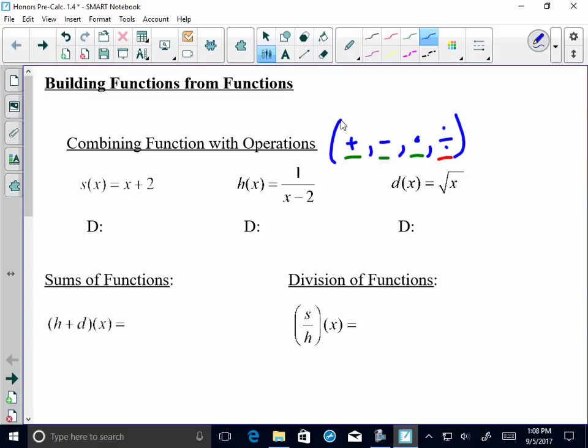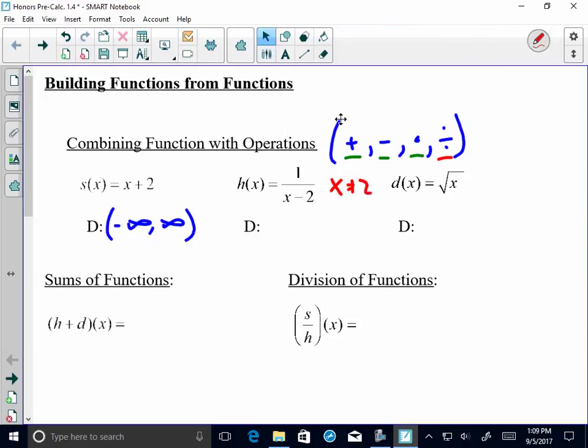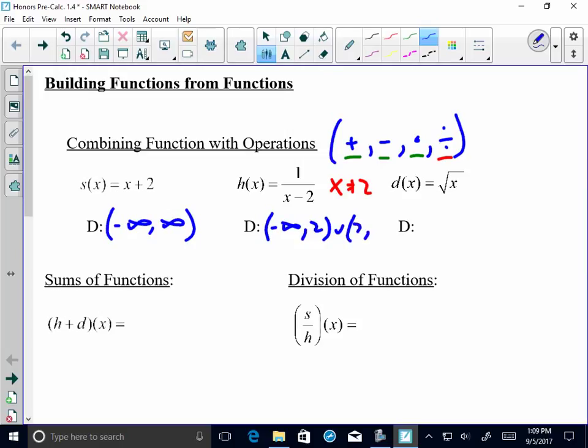Here we've got our s of x, which is x plus 2. And we can see that we've got no domain restrictions to violate, right? So right here we can say that our domain is going to be negative infinity to positive infinity. With our h of x, we've got 1 over x minus 2. Here we know that we can't have any x value that will give us 0 in the denominator. So x cannot equal 2. And that means that we've got a domain of negative infinity to 2, union with 2 to positive infinity.